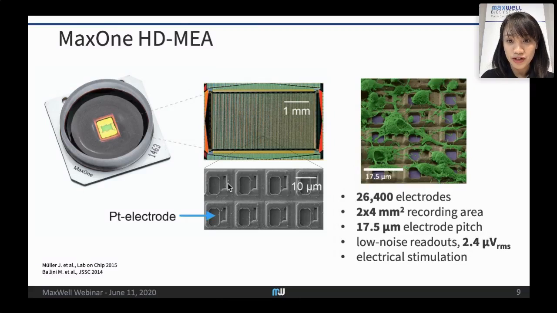And what's more important is that we have low noise readouts, 2.4 microvolt RMS. This means that even the smallest signals of the cells can be detected by these electrodes. Additionally, any of these 26,400 electrodes can be used for electrical stimulation. And because the electrodes are small, you can really selectively stimulate single cells in your sample.